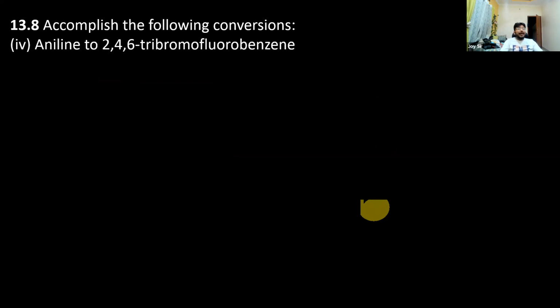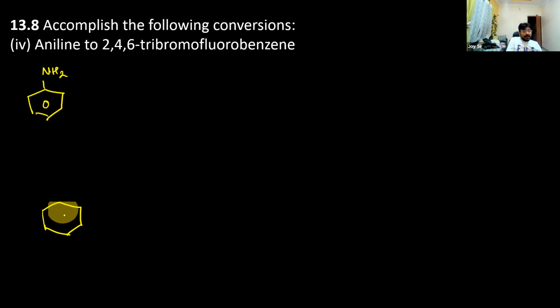Next, aniline to 2,4,6-tribromofluorobenzene. Okay, fine, we can do that very easily. Aniline to 2,4,6-tribromofluorobenzene. Here fluorine will be there, and bromine at these positions. So that is very much possible. What to do? Give it bromine in excess.